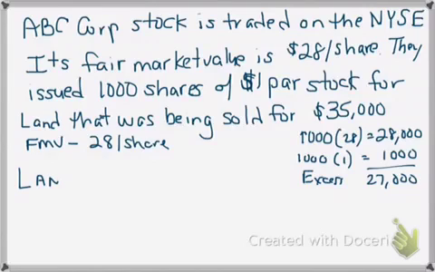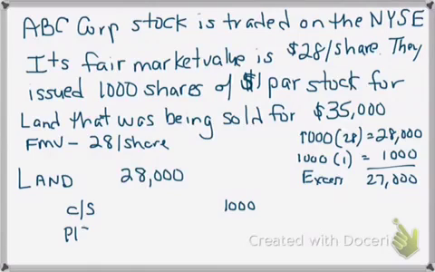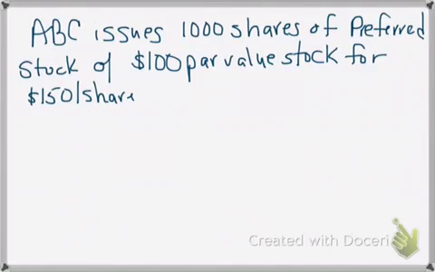So what I'm looking at here is I am going to have land, and the land is going to be valued at the fair market value of the stock, which is going to be $28,000. It is not valued at what the land is being sold for. It's valued at the fair market value of the stock. So that's $28,000. We have common stock at that par value of $1,000, and then we're going to have paid-in capital in excess of par for common stock of $27,000, and so that is what we're going to have there.